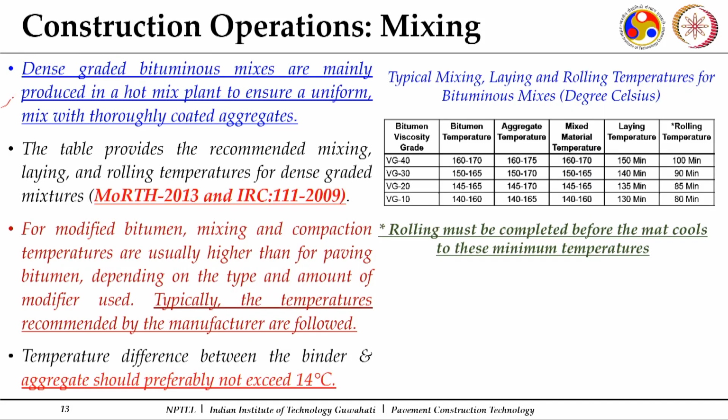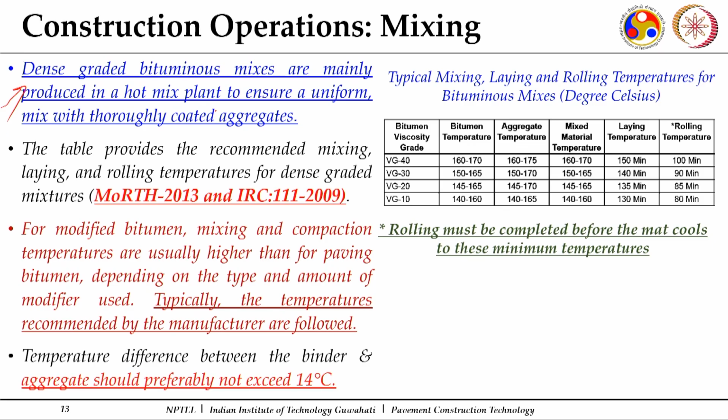Simultaneously, the binder, which is also to be heated up, is brought and added to these heated aggregates. So, the temperatures at which aggregates and binders need to be heated up, and then once the mix is produced, it has to be transported to the field. Involving important aspects related to mixing, dense graded bituminous mixes are mainly produced in a hot mix plant.